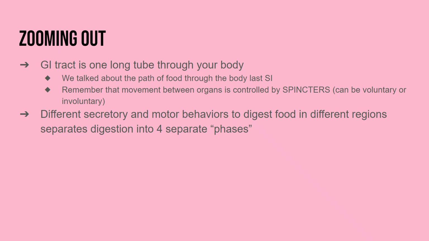Okay, so I wanted to start integrated meal by zooming out and talking about how the GI tract is just one long tube through your body that the food gets processed by mechanically and chemically to absorb all the nutrients. So we talked about this tract last SI session, so that video is available on Husky CT. And then remember that movement between different organs of the GI system is controlled by the sphincters. And we talked about how these can be voluntary or involuntary based off of the type of muscle that they're made of.